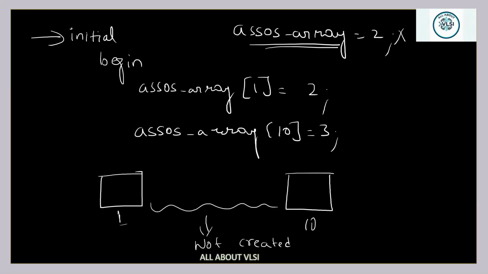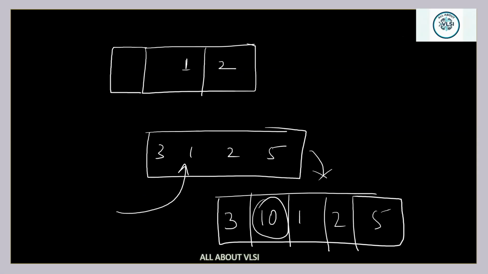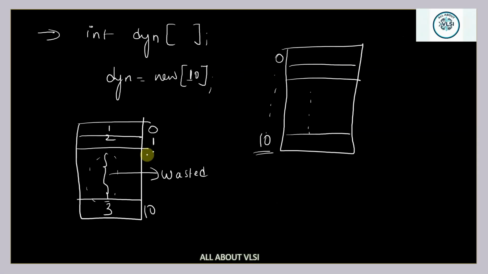Whereas in the case of your dynamic array, you need to explicitly create the memory locations, and if you are not utilizing them, that's your fault. And these memory locations are being wasted. Only if you are storing the elements at the first, second, and last locations, that's it. No other locations are being used. It's a wastage of memory.